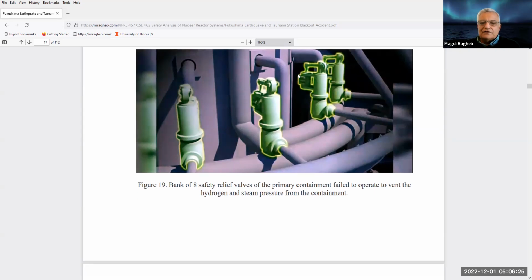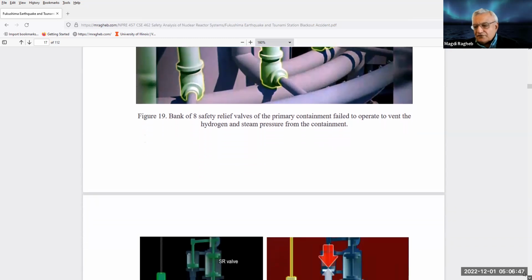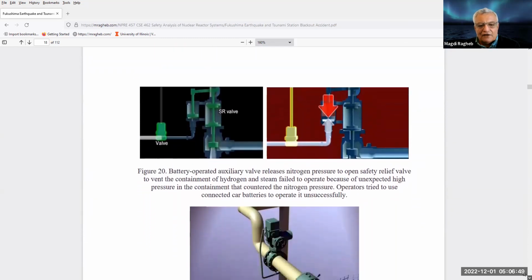The designers of those relief valves did not realize, or did not take into account, that the steam released in the containment itself, of course, would create pressure that prevented those steam valves from operating. So these are some of the design flaws.